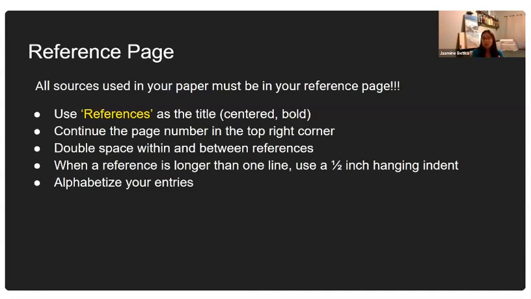When a reference is longer than 1 line, you use a 1/2 inch hanging indent. So I'll show you within just a second, but what that means is your reference starts at a 1 inch margin, but if it continues past 1 line, it now becomes a 1.5 inch margin, the subsequent lines after line 1. And you're also going to want to alphabetize your entries.